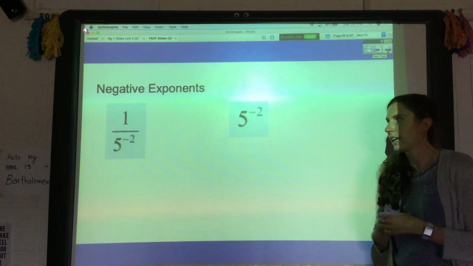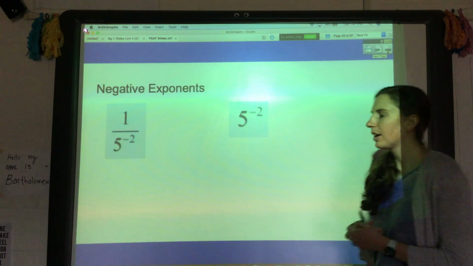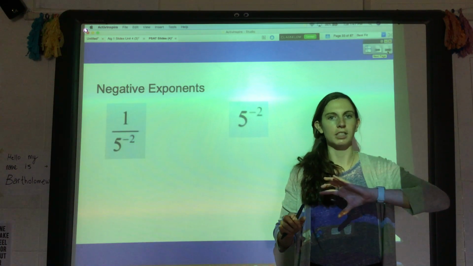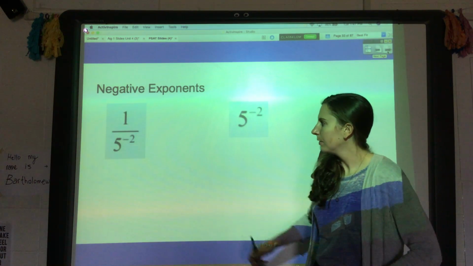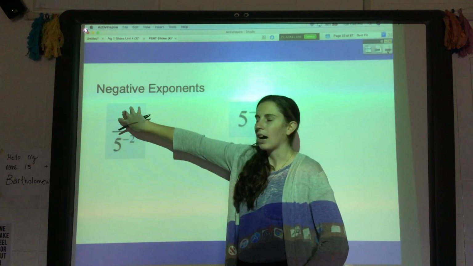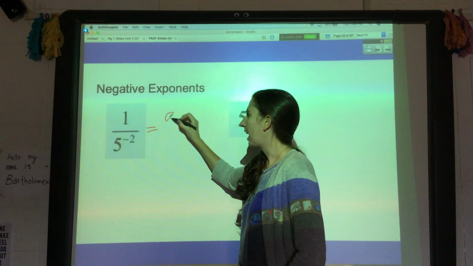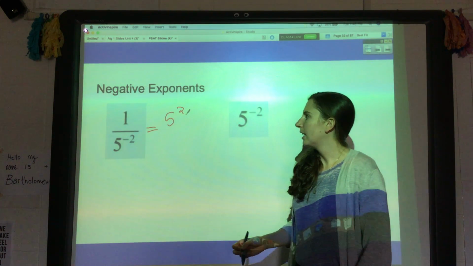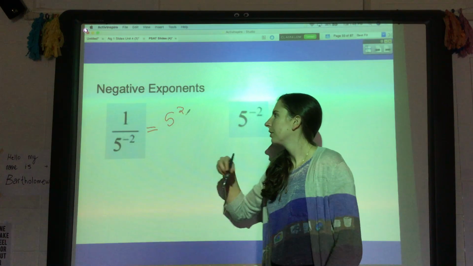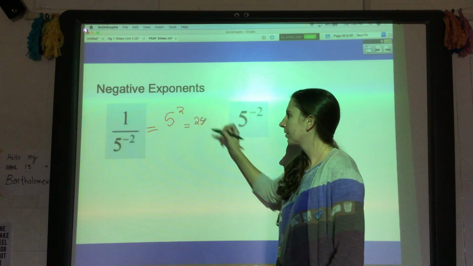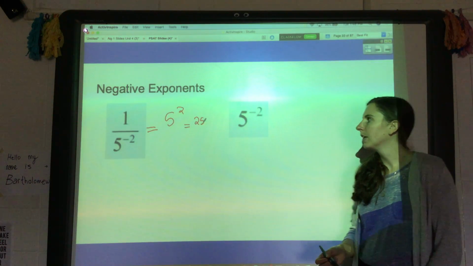Okay, let's talk negative exponents here. Negative exponents become positive if you just change whatever side of the fraction it's on. So for example, 5 to the negative 2 power, if we move it up to the top, becomes 5 to the positive 2, and times 1, which is just itself. And then 5 squared is 25. So that's the answer there.